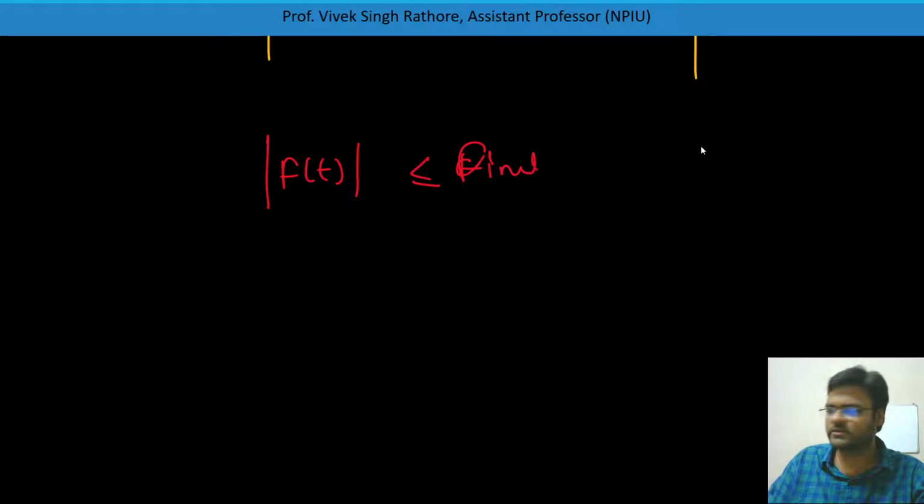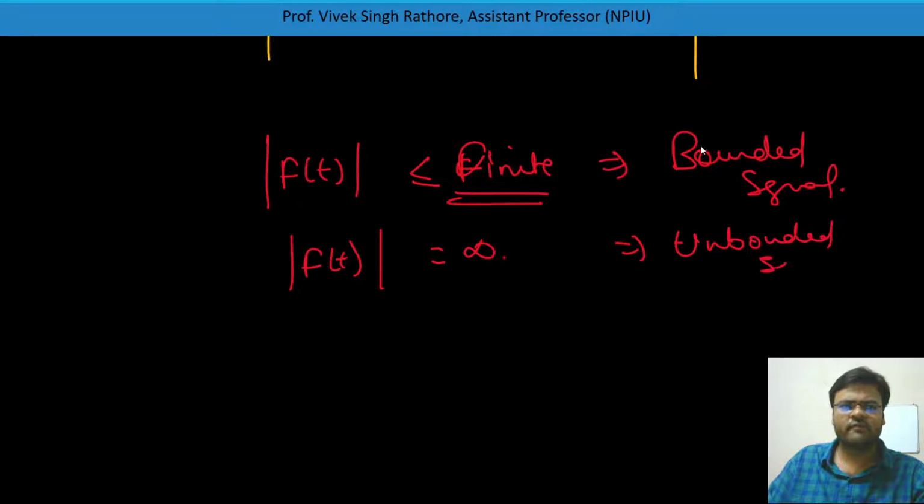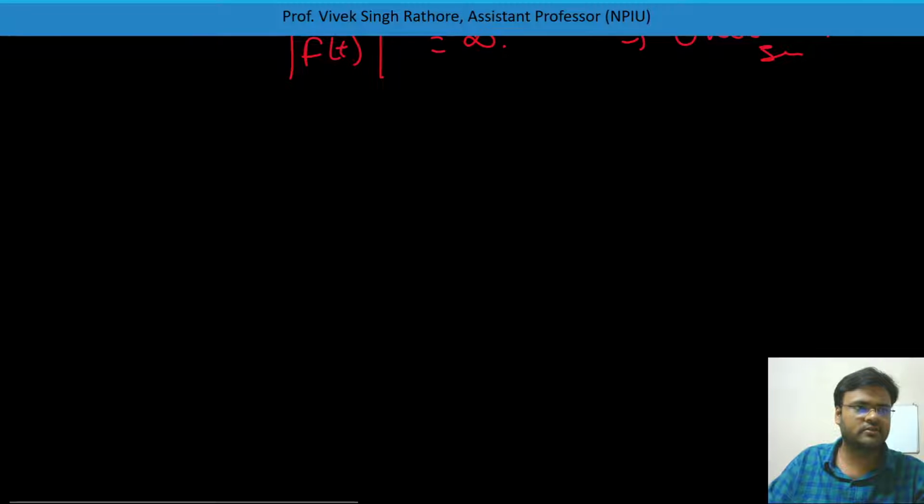See, if the magnitude of f(t), mod of f(t), is less than or equal to a finite value, this signal will be called a bounded signal. Okay, and if mod of f(t) is equal to an infinite value, then it is an unbounded signal. This is a very easy concept. Okay, and one more, left sided signal and right sided signal, we will deal with this also.